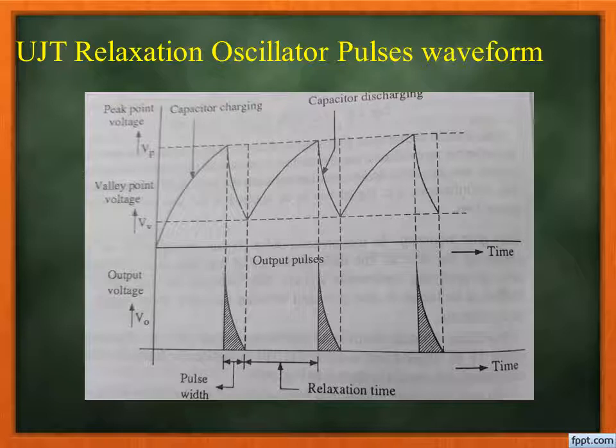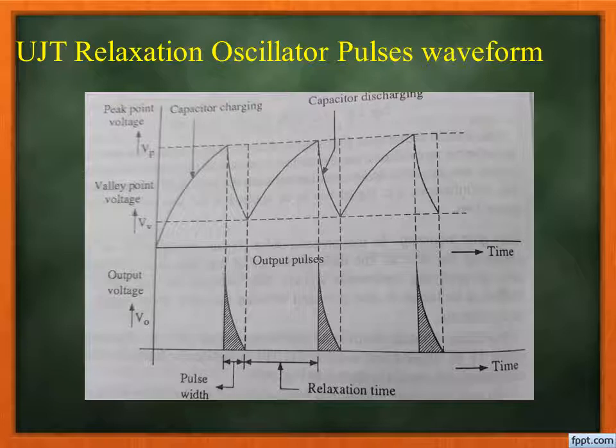Since the UJT has negative resistance characteristics, its voltage starts decreasing up to a minimum level called the valley voltage. The capacitor C discharges up to this valley voltage and then is again charged up to the peak point voltage Vp. This is a continuous process which produces a continuous train of pulses at its output. These pulses have a very narrow width and a slow rise time.